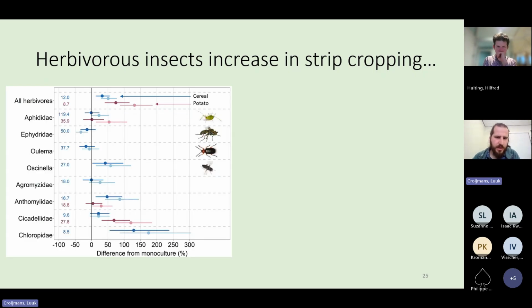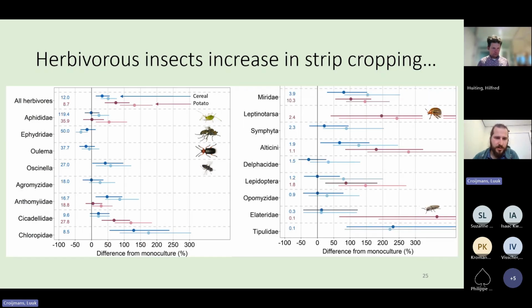And then we also looked at all the herbivores that I just showed you, and this is the pattern that you see. So overall, if we look through this graph, you see that most of the lines are on the right side of that 0 line. So for most insects, we see that indeed in strip cropping there's more. But the interesting thing is that it's not always the case. So for example, for the cereal leaf beetle, which can be a pest in cereals, there was not an effect of strip cropping. It's the same with aphids, which are also mentioned a lot, both in potato and in cereals. They were only more abundant in the edges of strip cropping, but not in the middle.